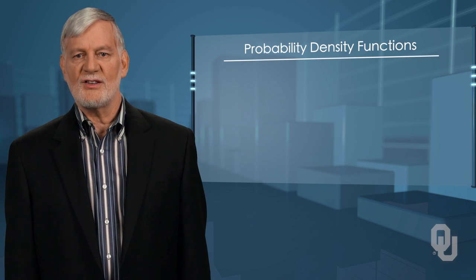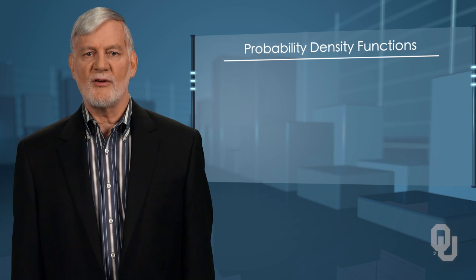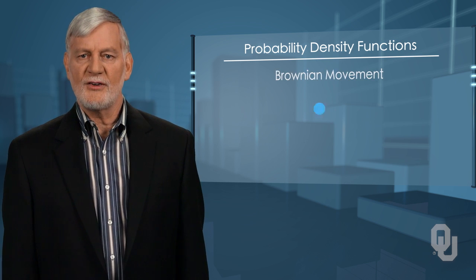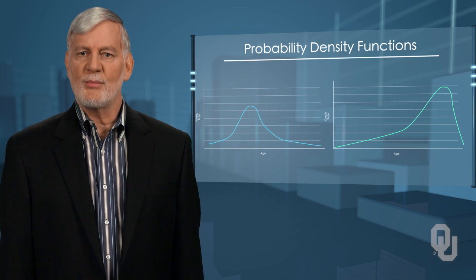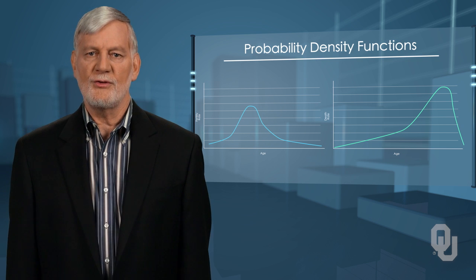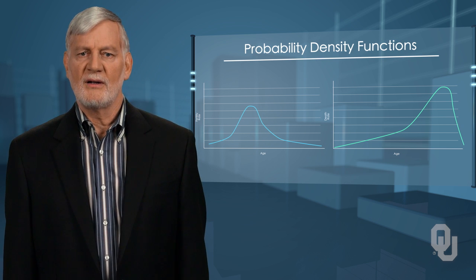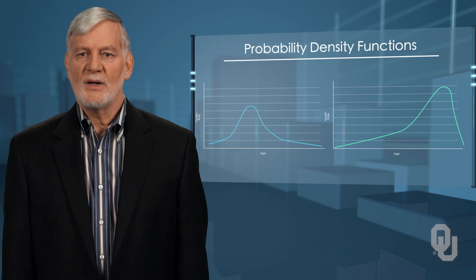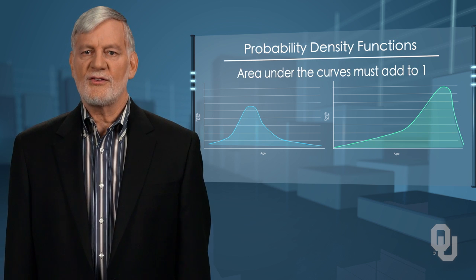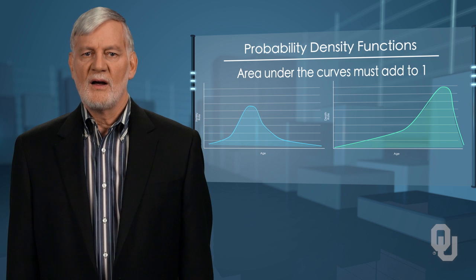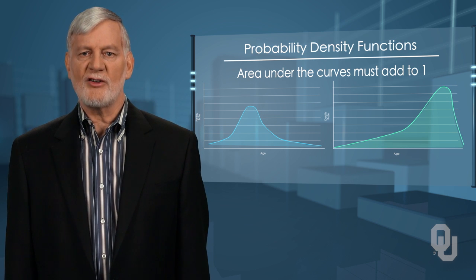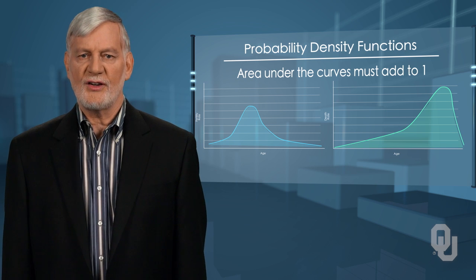Probability density functions have been developed to explain the growth of a bacterium, movements of molecules called Brownian movement, fertility rates and death rates, an important part of the Malthusian view of the future, and much, much more. These mathematical formulas have certain properties. Key among them is that the area under the curves must add to 1. In short, the probability that at least one of the possible outcomes will occur is certainty.